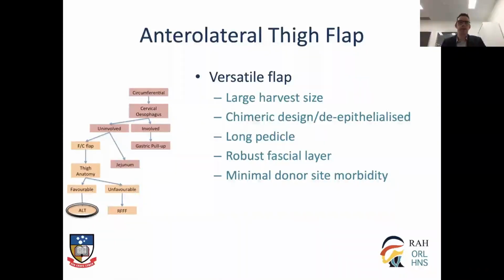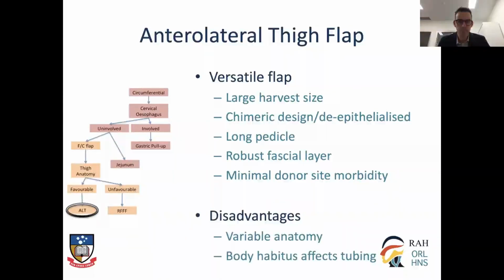It's one of my favorite flaps. It's a very versatile flap that can be harvested in very large sizes. I'll show you what we do with it, but it can be raised as a chimeric flap or as a single flap with deepithelialized portions to create internal lining as well as skin paddles. It has a long pedicle, a robust fascial layer that can be used to augment the watertight closure, and really has very minimal donor site morbidity.